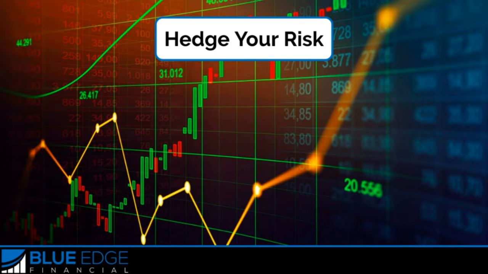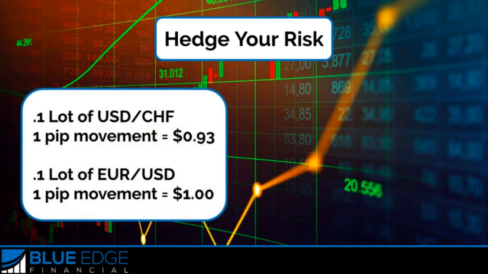And the cool thing is that while the Euro USD and USD CHF are almost perfectly negatively correlated at -1, their pip values are different. And what do I mean by that? And why should you care? Let's say that you buy a 0.1 lot size position of USD CHF and 1 pip of USD CHF at this lot size equals 93 cents. If it started to move against you, you could hedge by buying a 0.1 lot size position of the Euro USD. 1 pip movement of the Euro USD at a 0.1 lot size equals $1 at this time.